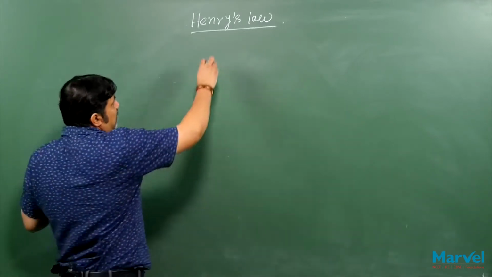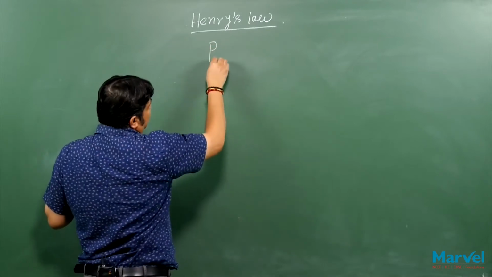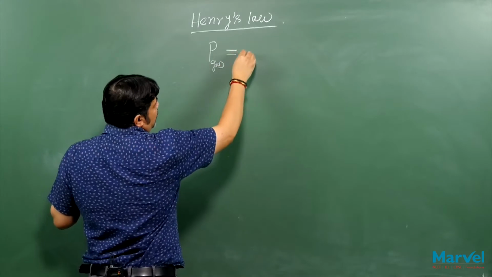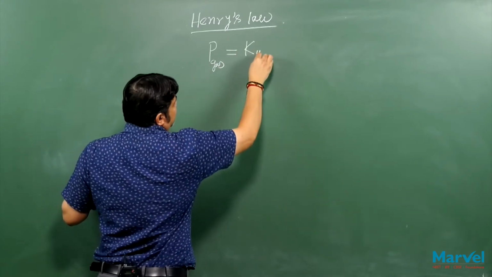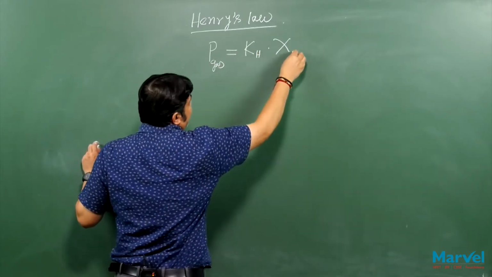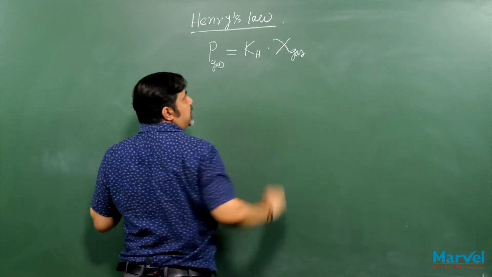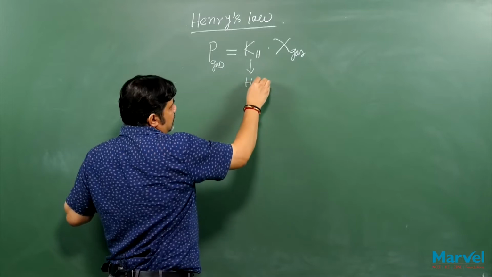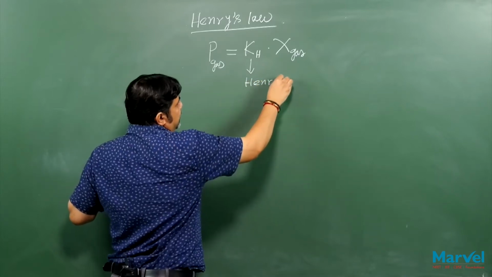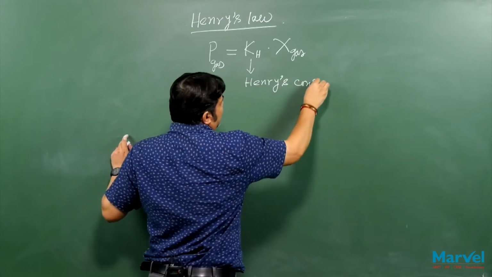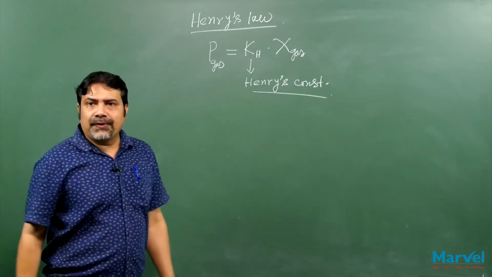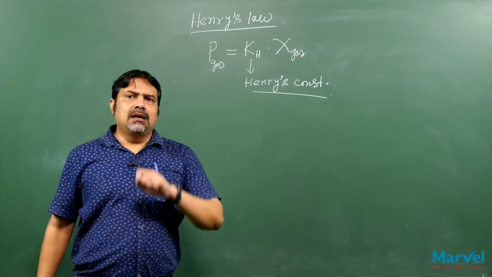If you look at it mathematically, the partial pressure of the gas will be equal to kH into the mole fraction of the gas in the liquid, whereas kH is nothing but Henry's constant. That means the partial pressure of the gas depends on the mole fraction of the gas in the liquid.